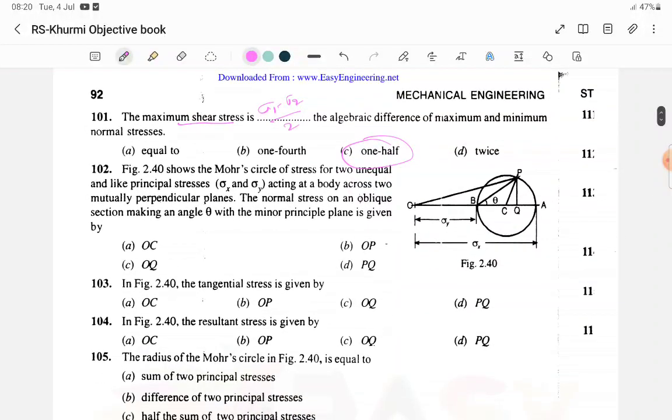Okay, there is a Mohr's circle given. It is asking the minor principal plane is given by. So what is the minor principal plane he is asking? That is correct. OC, C, that is the OQ. O to Q is the minor principal plane.